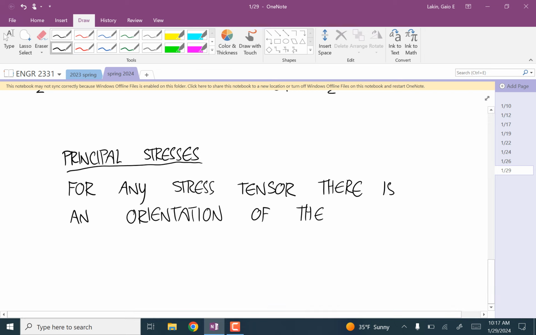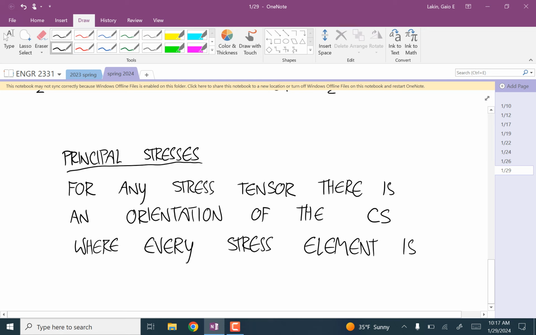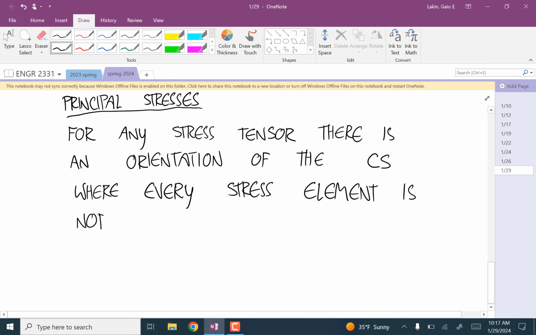ADHD. There's an orientation of the coordinate system where every stress element is normal. Like, why is that true? There's like no reason to think that that would be true, but it is true, you know? That's so cool. So that's amazing.